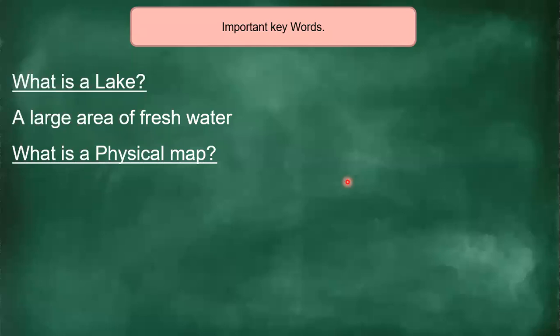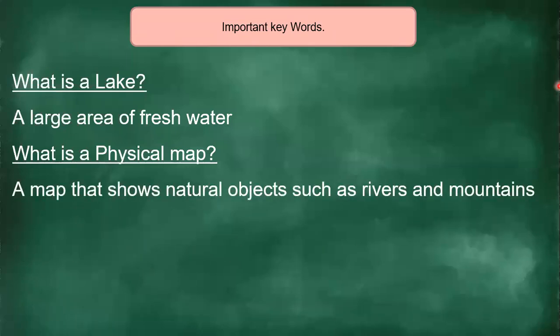Okay, in simple English, let's see what is a physical map. A physical map shows natural objects such as rivers and mountains. Okay, a physical map shows natural objects such as rivers and mountains, trees, all those things that are natural.